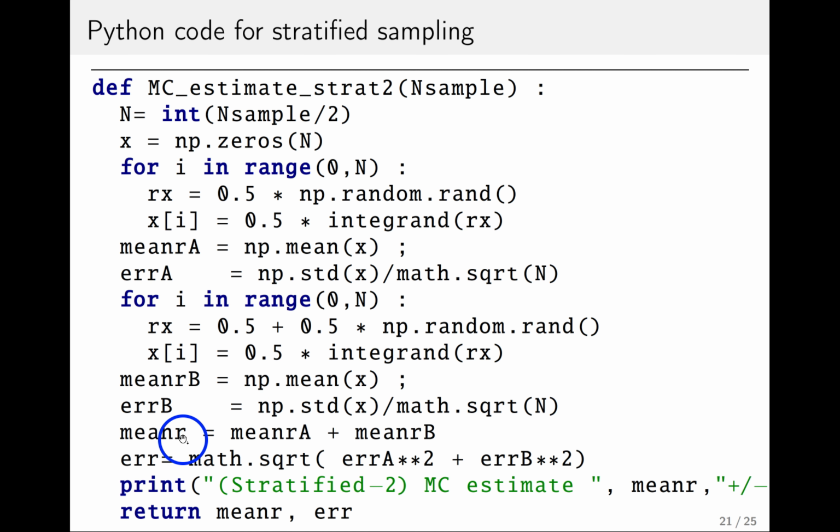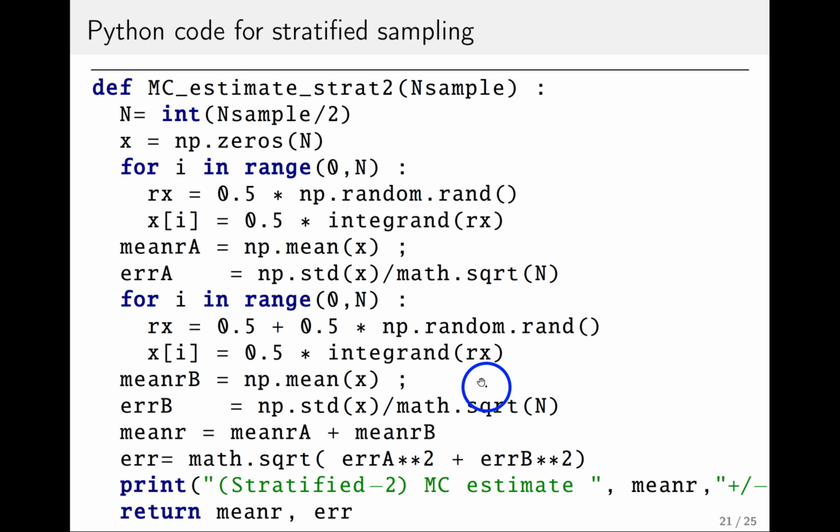Then overall the mean of the full integral from 0 to 1 is just adding the two means. And then you want to compute the error. It's important to have the error on these things. You do this by what is known as quadrature. You take the square root of the error on the first integral squared plus the error on the second integral squared, and that gives you an estimate of what the error is on the full integral.